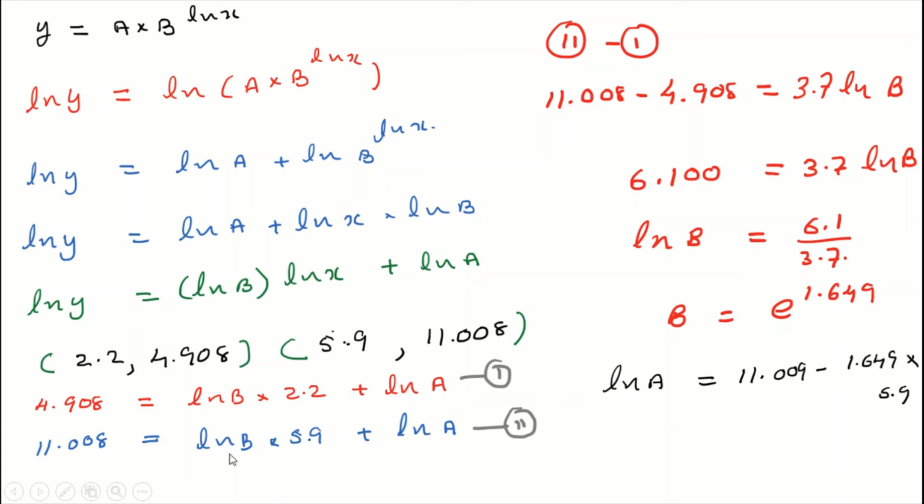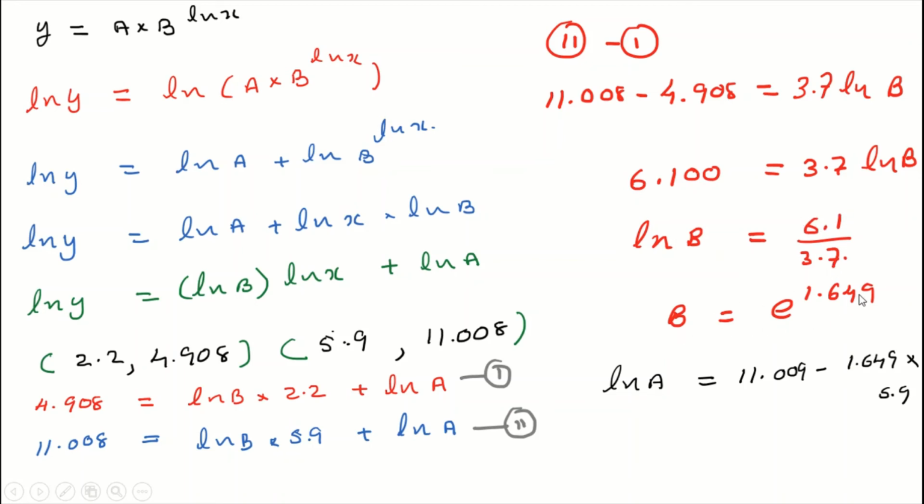11.008 is equal to ln b plus 5.9 ln a. Now if you subtract these two, then you will directly get the value of ln b. From that we can find b. We will subtract these two, 2 minus 1: 11.008 minus 4.908 is equal to 3.7 ln b. 3.7 comes by reducing these two, right? Then ln b is equal to 6.1 over 3.7.